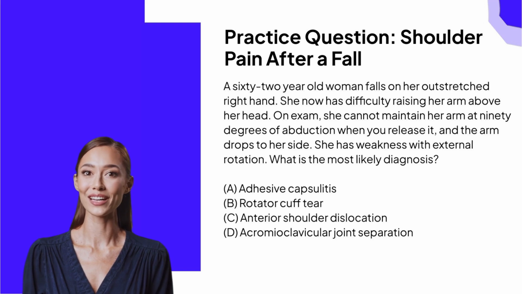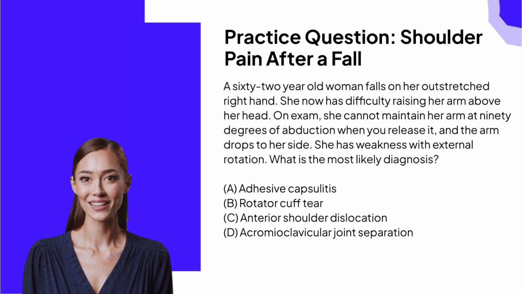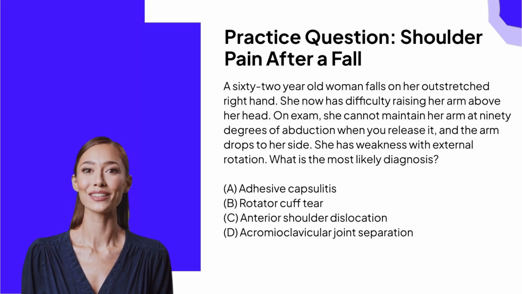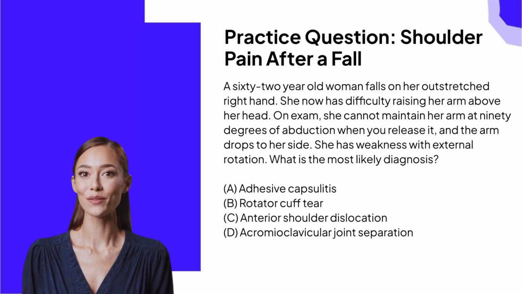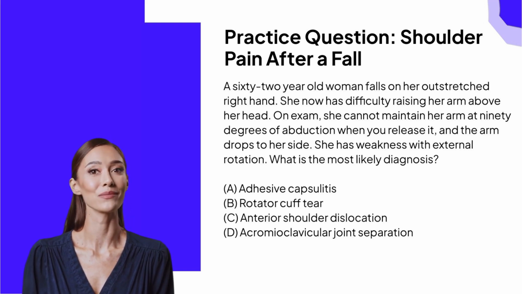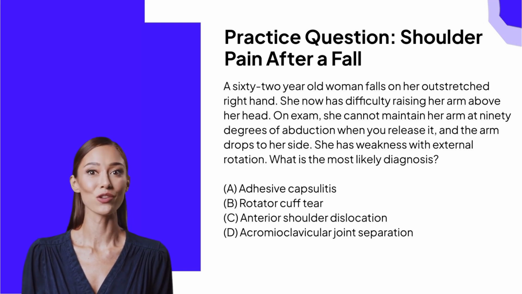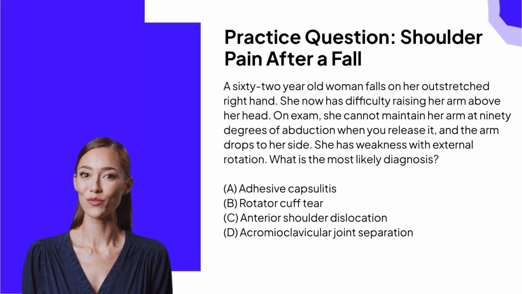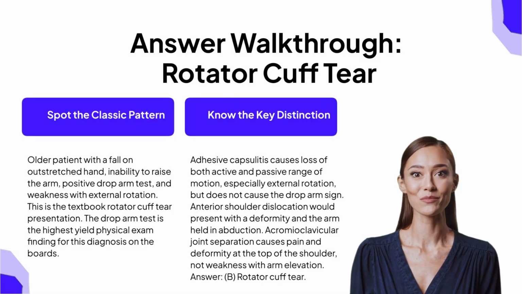Here is our third practice question. A 62-year-old woman falls on her outstretched hand and now has difficulty raising her arm overhead. On exam, she has a positive drop arm test, meaning her arm drops when you release it at 90 degrees of abduction. She also has weakness with external rotation. Think carefully about what diagnosis fits this presentation before we review the answer. Let us break this one down.